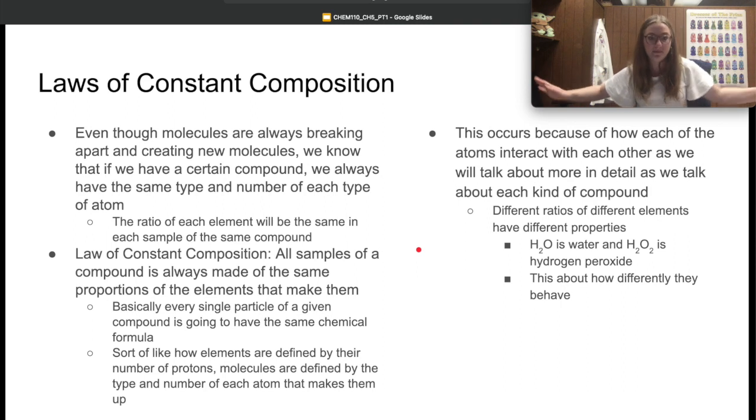So in the end, this reminds me of how we define elements by their number of protons. We define compounds by their ratio and type of atoms within that compound, okay? Elements and compounds have very different behaviors depending upon how they exist in these molecules. And different ratios of different elements have different properties as well.